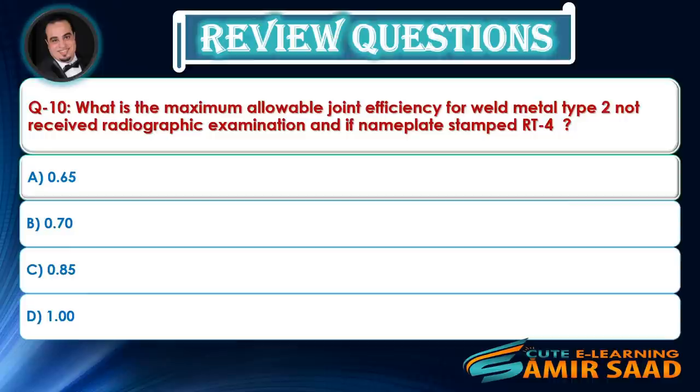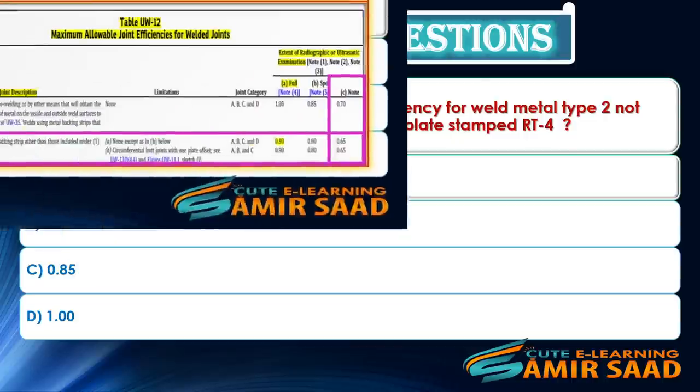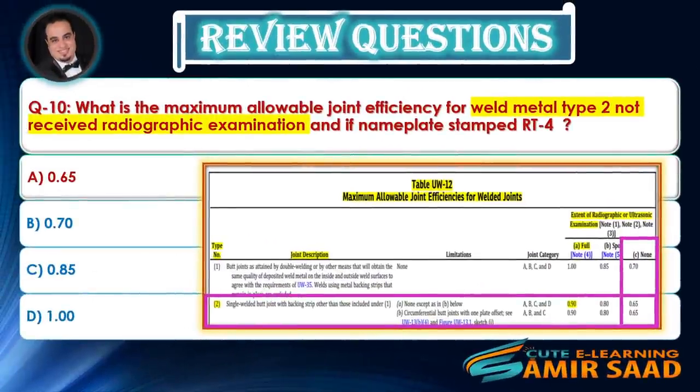Question number 10. What is the maximum allowable joint efficiency for weld metal type 2 that has not received radiographic examination, and if the nameplate is stamped RT4? Answer is A.